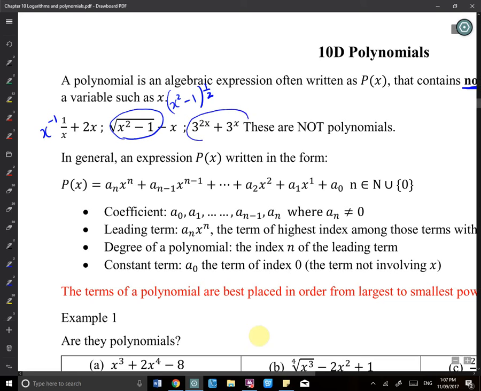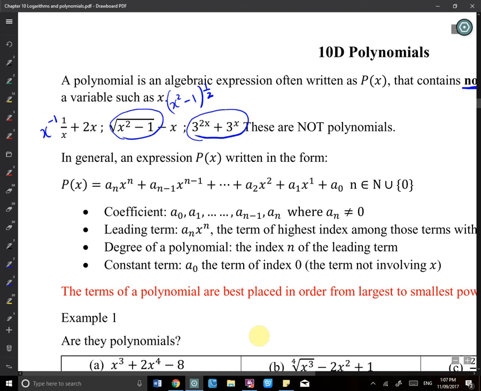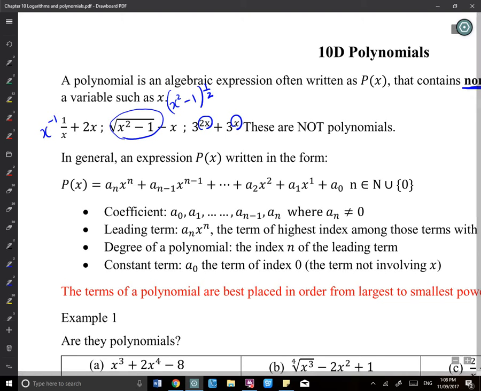Okay, that one, you say, looks whole number, non-negative. That's good. But your power cannot include a variable. The power cannot include a variable. So those two powers are not numbers. You must have a non-negative number power, not a variable power. So this is called a polynomial.